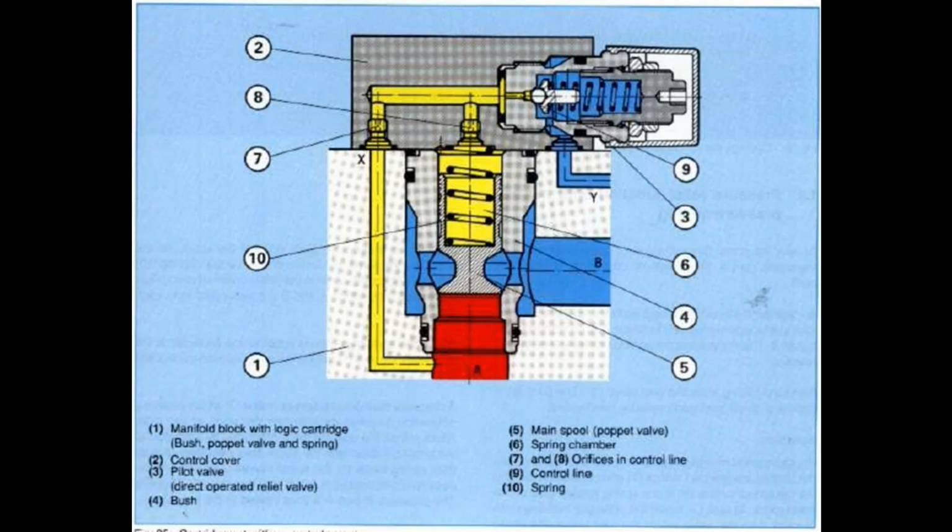As pressure relief elements. As pressure reducing elements. As pressure sequence elements. 1. Pressure relief function. The cartridge element for the pressure relief function, bush 4, spool 5, and spring 10, is available as a poppet valve or as a poppet/spool valve.